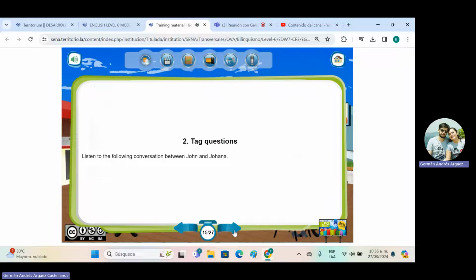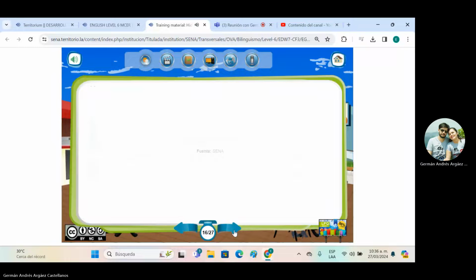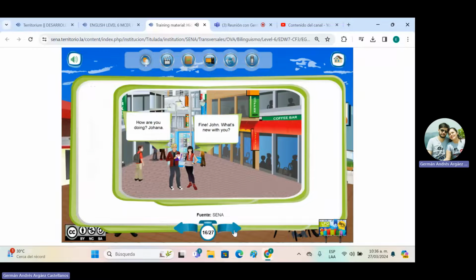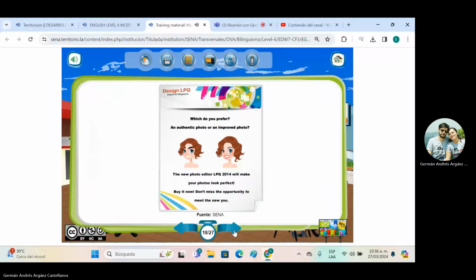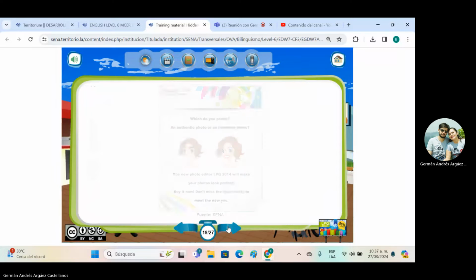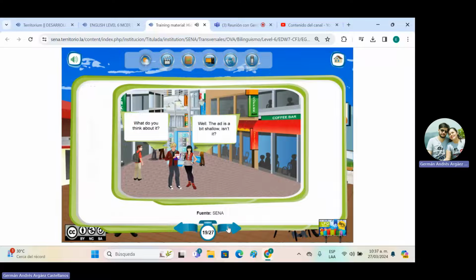Key concept 2. Tag questions. Listen to the following conversation between John and Johanna. How are you doing, Joanna? Fine, John. What's new with you? Well, I'm reading a magazine and there is something I want to show you. Let me see. What do you think about it?